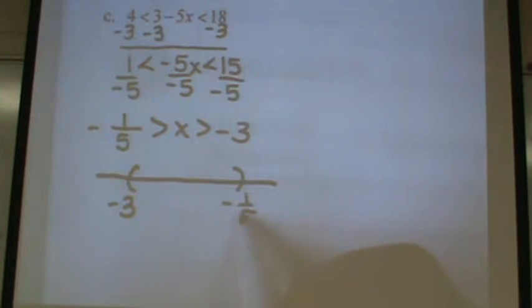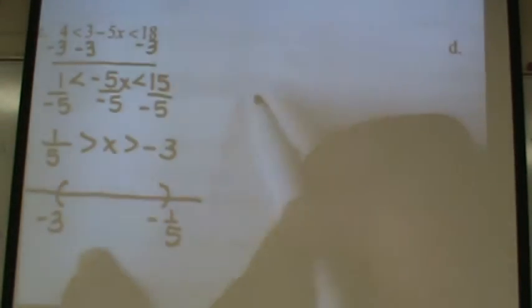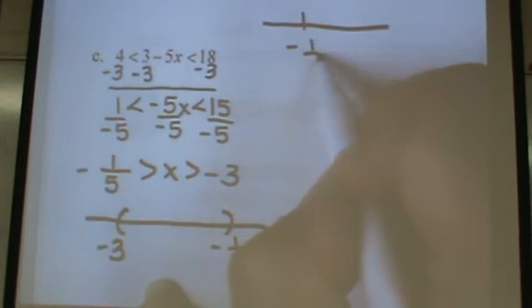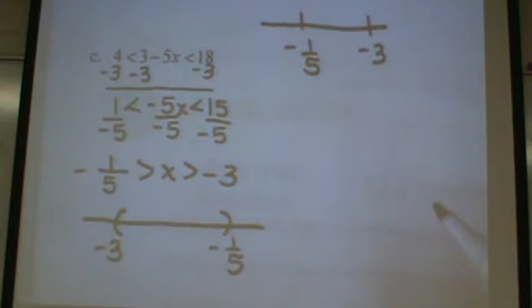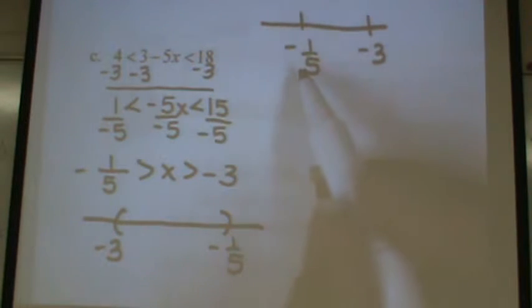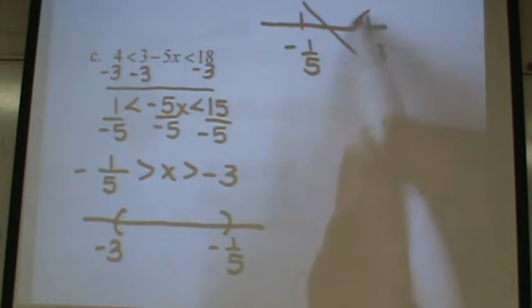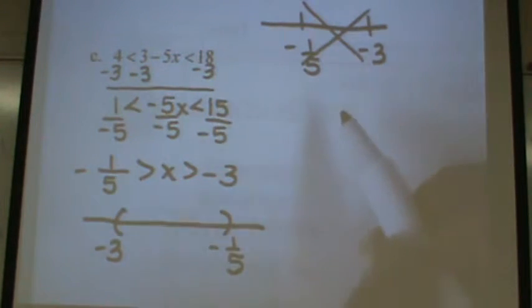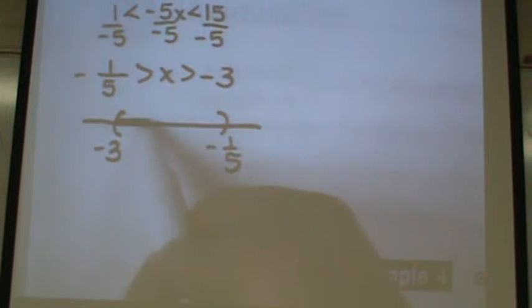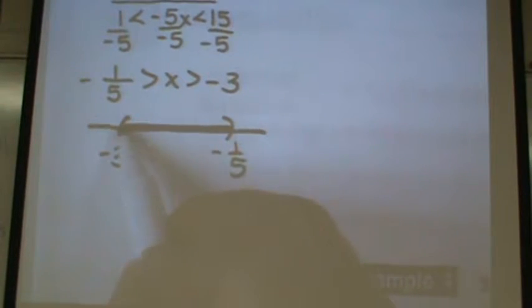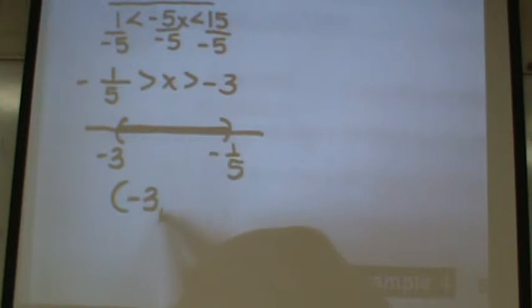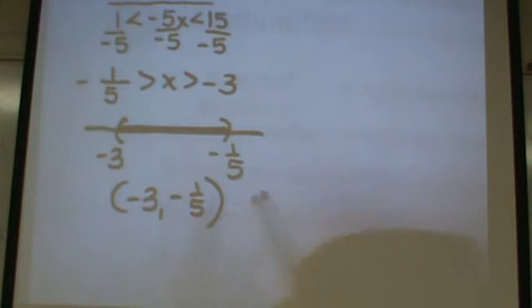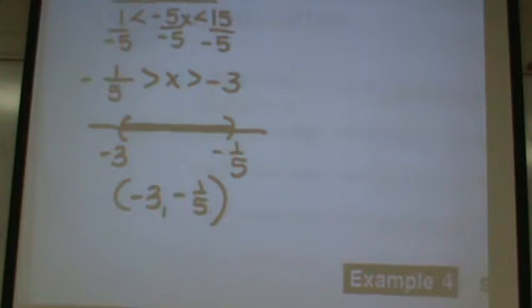and negative 1/5. A lot of times what I'll see students do on this, something like this, is they'll go like this, and it's wrong. Why is this wrong? It's backwards, right? Negative 3, negative 1/5 is bigger, so that's not right. So you're shading in between here. Now how do you write the answer in interval notation? It looks just like this. Negative 3, comma, negative 1/5. It's not an ordered pair, it's interval notation.